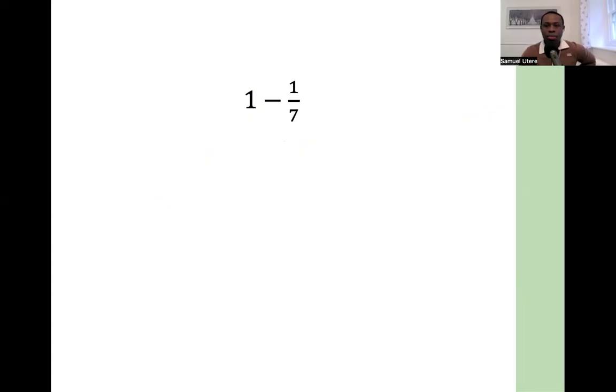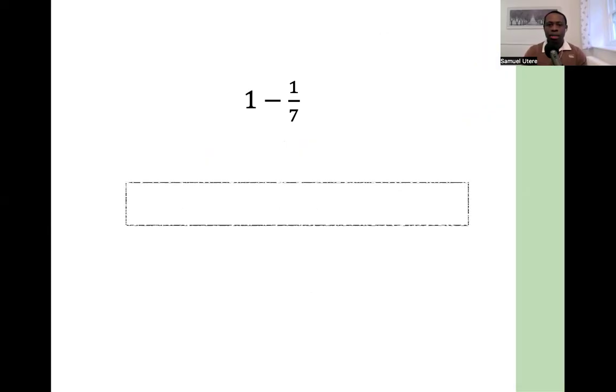What about this one? If we want to subtract 1/7 from a whole, how do we model this? Have a think. Well, remember what we said, that if we have a whole, this is a whole bar model, but what the integers or the whole, what value it takes or the number of parts it takes is determined by what you are doing with it.